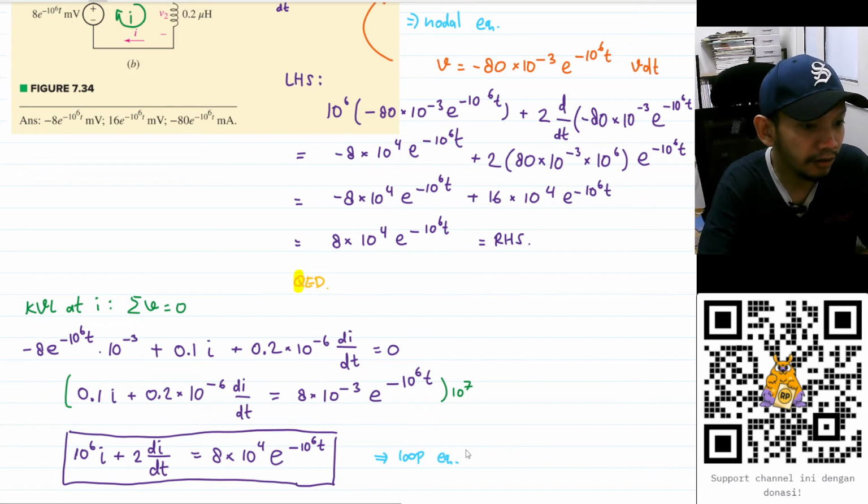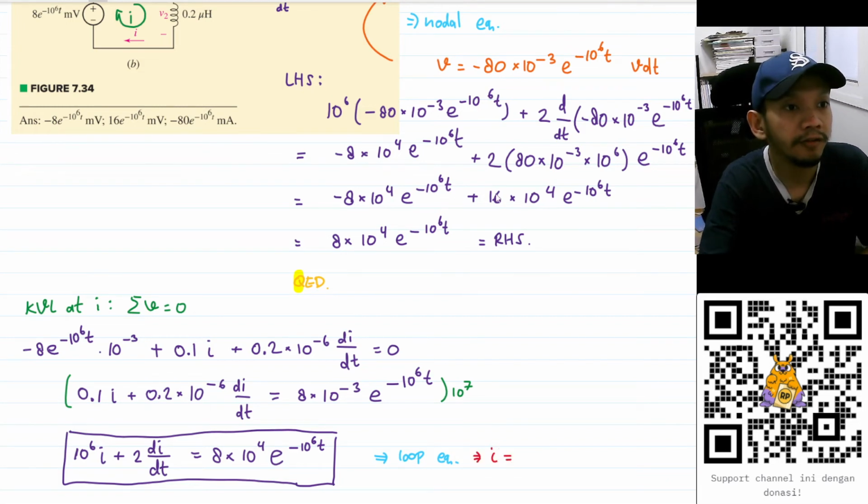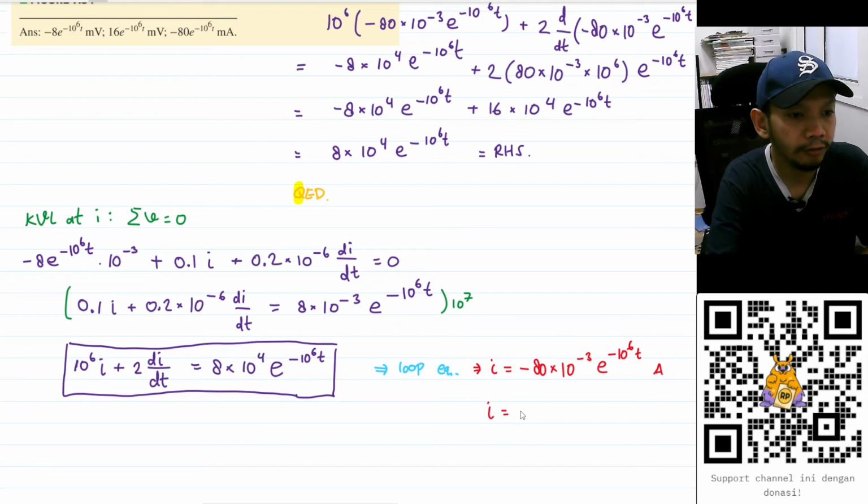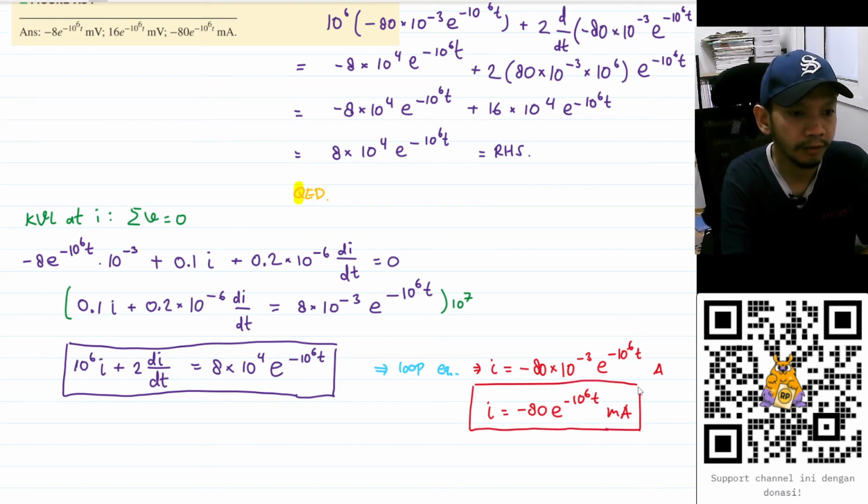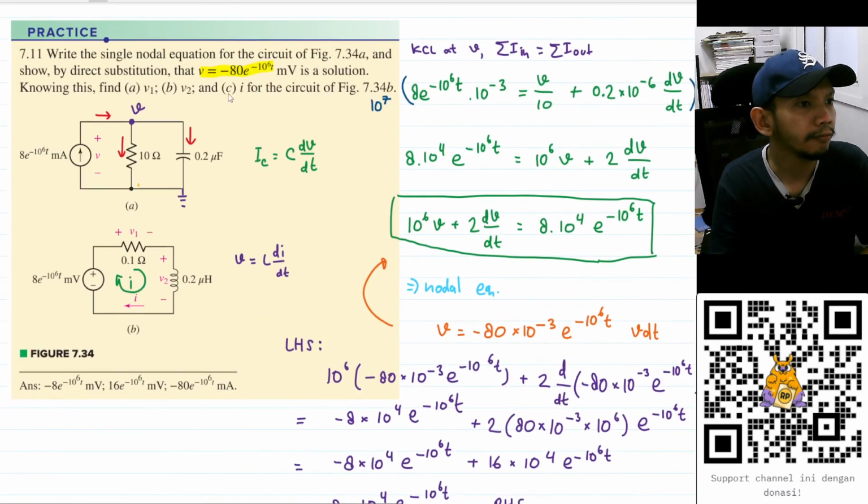So from here, we will have I is equal to minus 80 multiplied by 10 to the minus 3 e to the minus 10 to the 6 t ampere. Or I is equal to minus 80 e to the minus 10 to the 6 t milliampere. So here is for I. Is it correct? I don't know. Oh yeah, let's check it. So I is another for C, right? So I think our answer is correct, right?